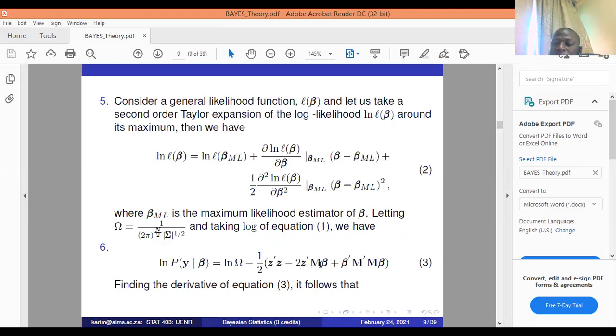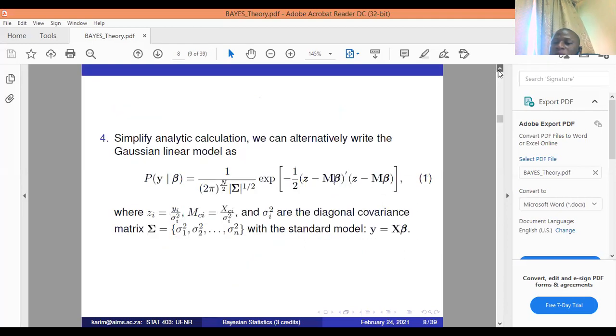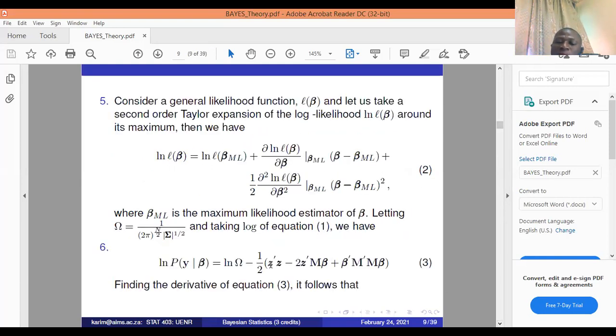Remember, we have Z M beta twice. Look here, we take Z multiplied by M beta, so we get Z M beta. And here too, we take the M beta multiplying by Z. So we have two of the M betas. That is why we have Z transpose Z minus 2 of Z transpose M beta plus beta transpose M transpose M beta. This is what we have.